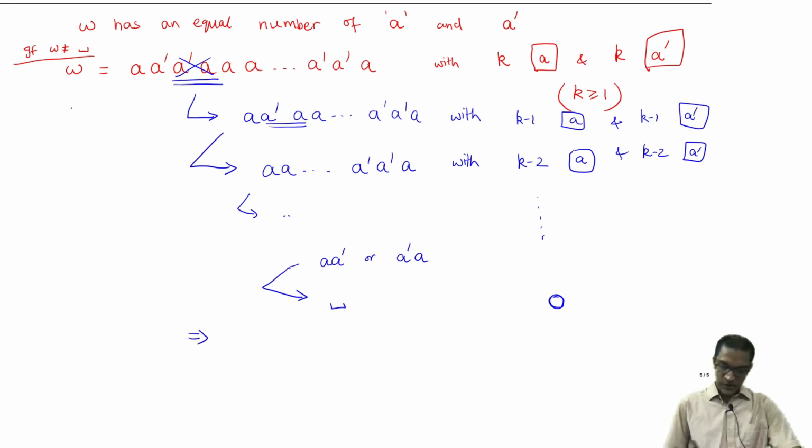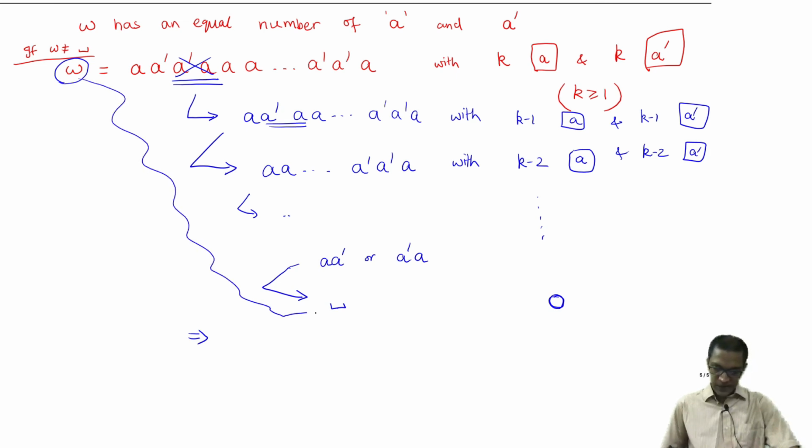You can reach the empty word from the original word W. I have gone through a sequence of basic rewriting rules and I have gotten to the empty word, which means that W is in fact equivalent to the empty word. In other words, the equivalence class of W is the same as the equivalence class of the empty word. Which is what I wanted to prove.